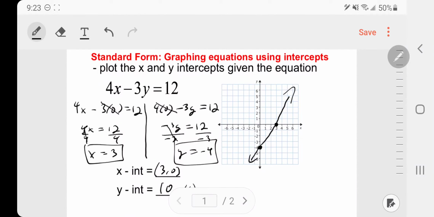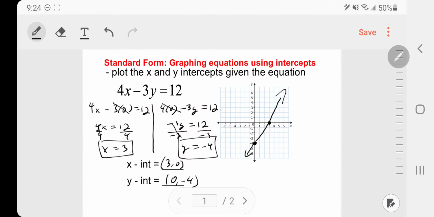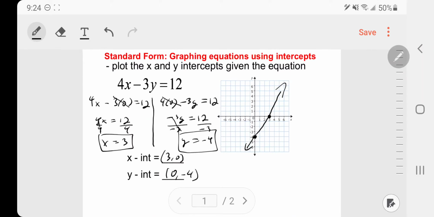This is one of the advantages of using standard form: if you can find the intercepts pretty easily, you can go ahead and graph those two intercepts and then connect them. You don't even need to find the slope or anything like that. You can just take a look at the x and y-intercepts and then go from there.